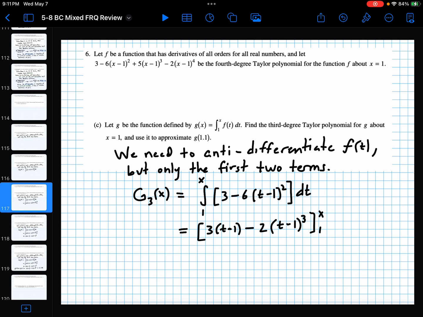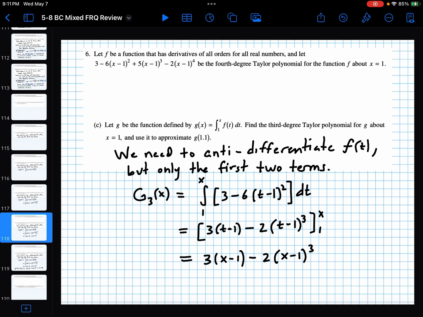Now I'm going to evaluate this expression at the upper limit of x minus this expression evaluated at 1. But I hope you can see at 1, all the t minus 1s are going to become 0. The whole thing's going to drop out. So I really just need the upper limit of integration. So that's 3 times x minus 1 minus 2 times x minus 1 to the third power. That gives me my third degree Taylor polynomial to approximate this.